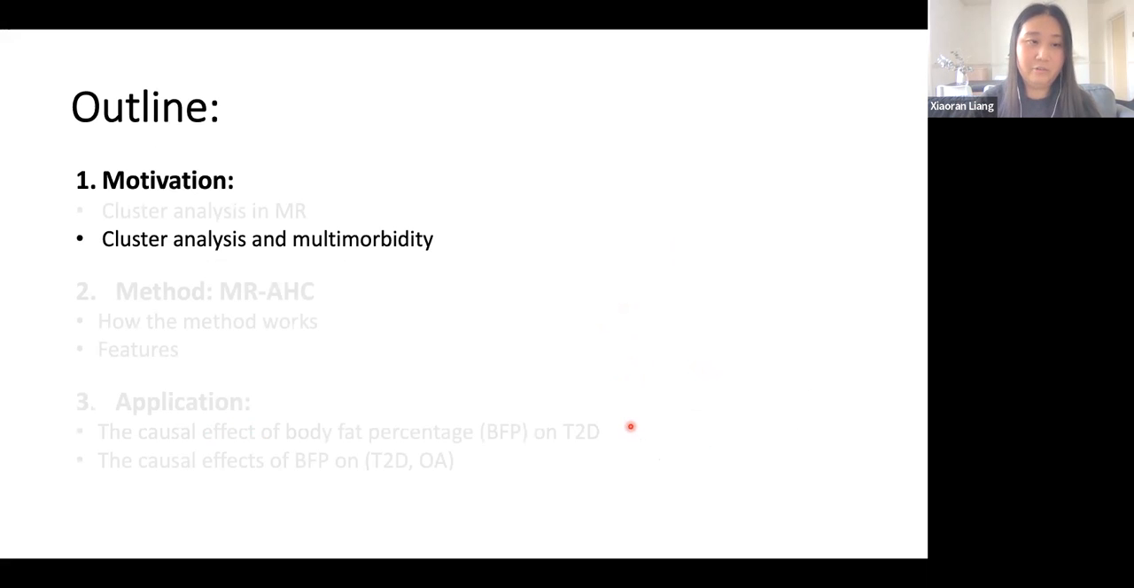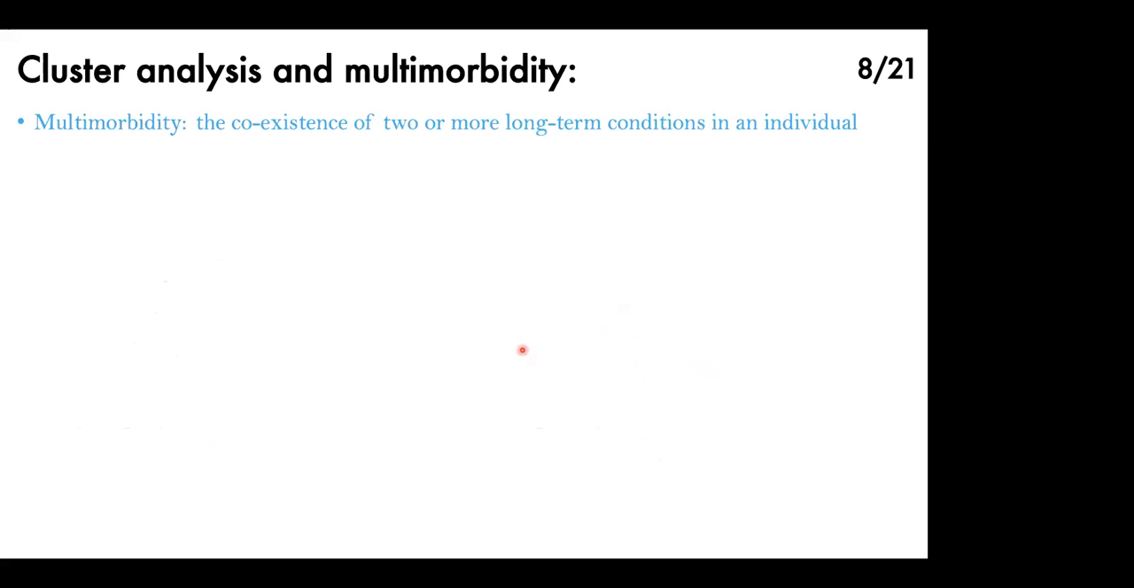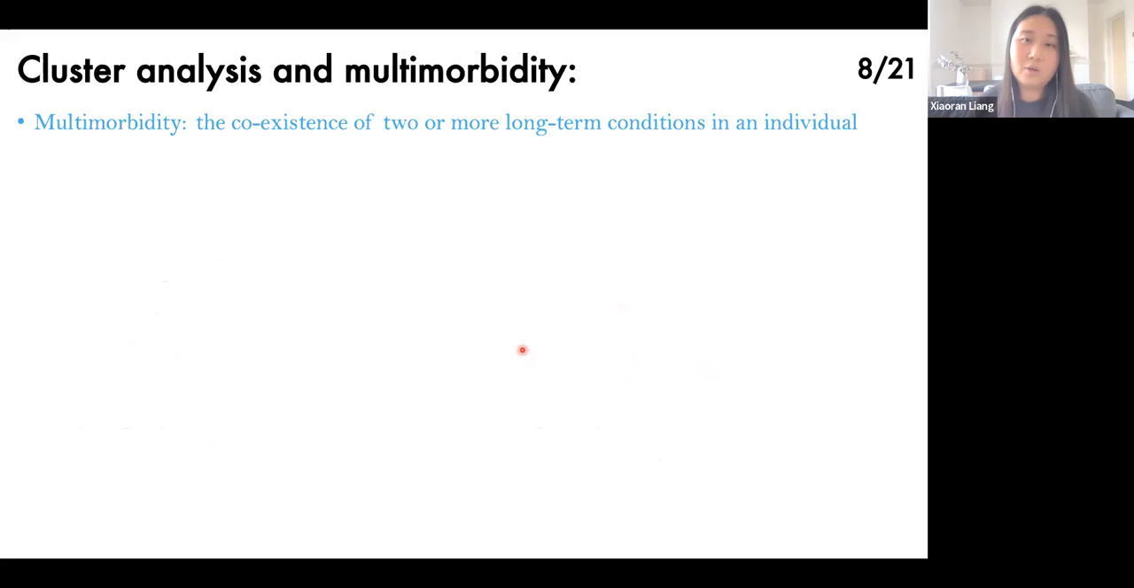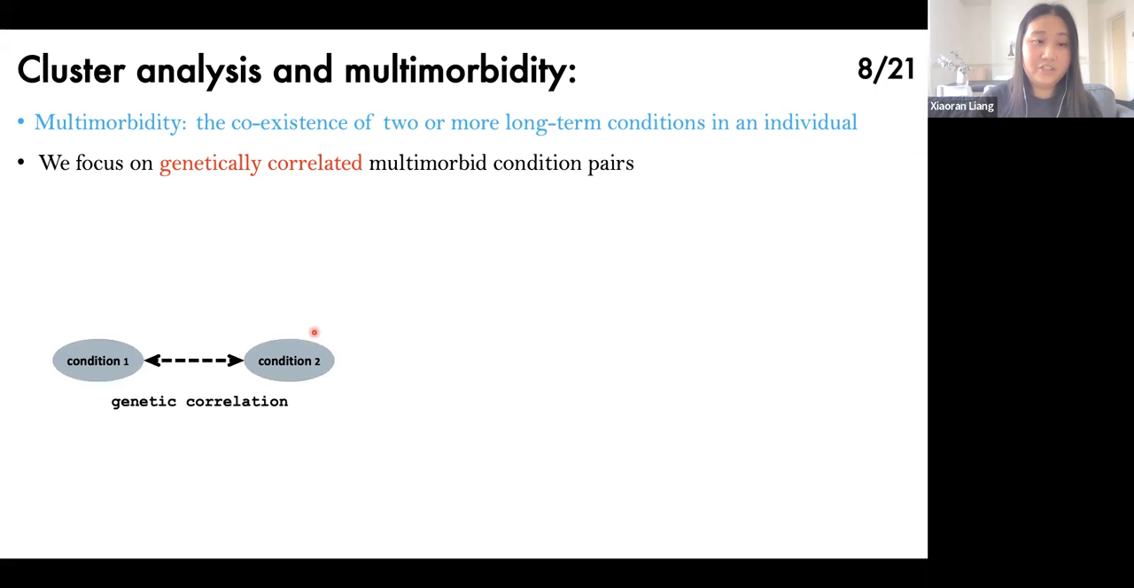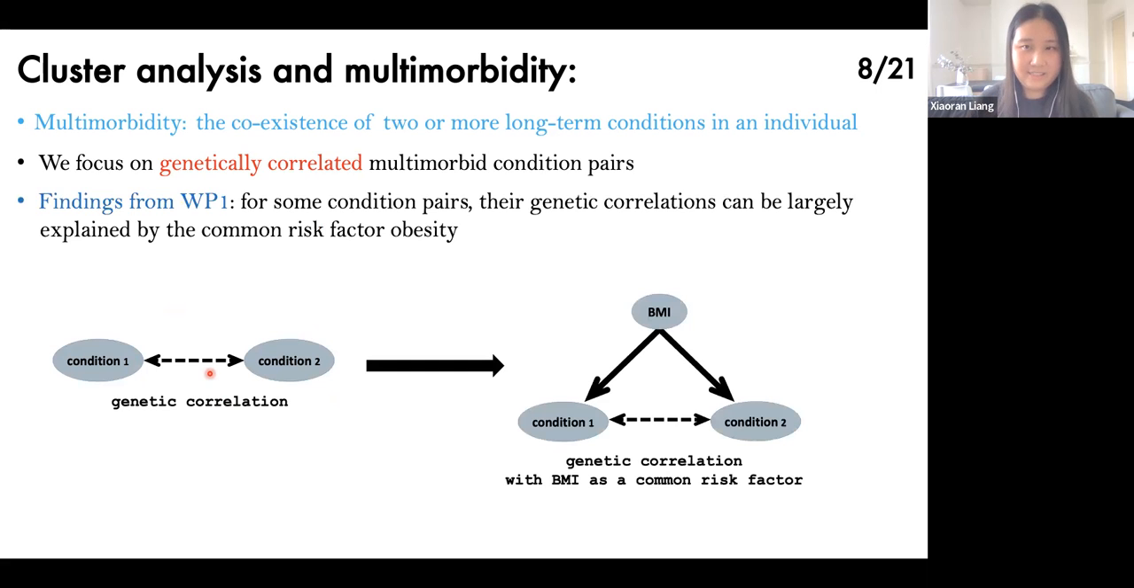Okay, so next I will show you how we can use cluster analysis to help understand the mechanisms underlying multi-morbidity. Multi-morbidity is the coexistence of more than one long-term condition in an individual. In our Gemini project, we mainly focus on the multi-morbidity condition pairs that are genetically correlated. So for these conditions, they have shared genetic components underlying their coexistence. And our work package 1 has discovered that for some of these condition pairs, their genetic correlation can be largely explained by a common risk factor, obesity.